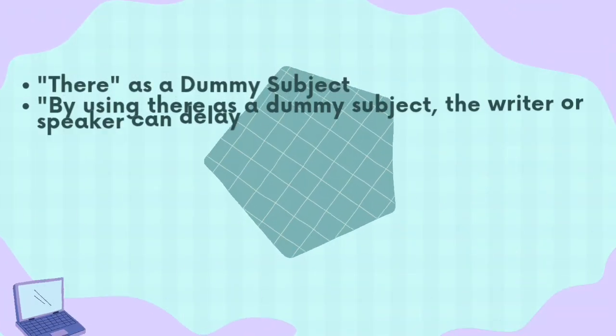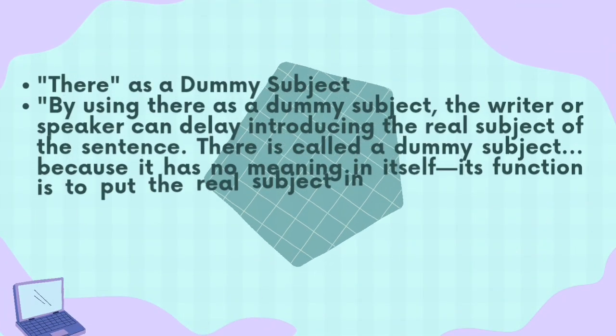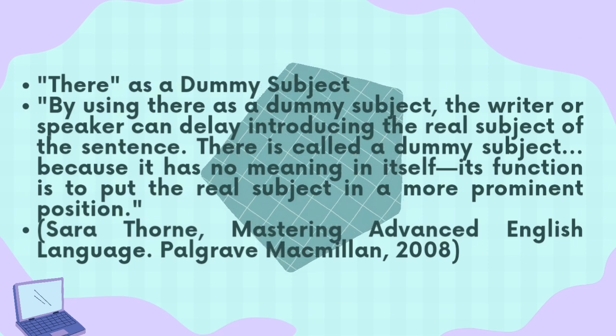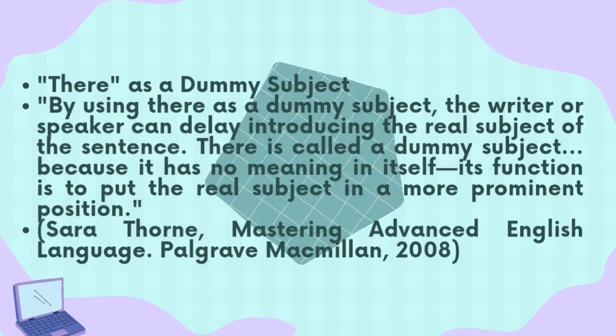There, as a dummy subject. By using there as a dummy subject, the writer or speaker can delay introducing the real subject of the sentence. There is called a dummy subject because it has no meaning in itself. Its function is to put the real subject in a more prominent position. Sarah Thorne, Mastering Advanced English Language. Palgrave Macmillan, 2008.